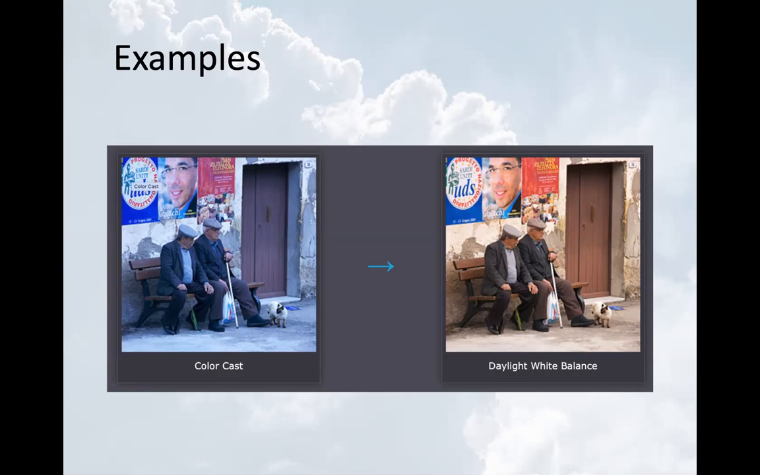On the right, the white balance is set correctly to daylight white balance, and to me that's a picture. The two old men with their cat chatting to each other outside this house, posters on the wall.